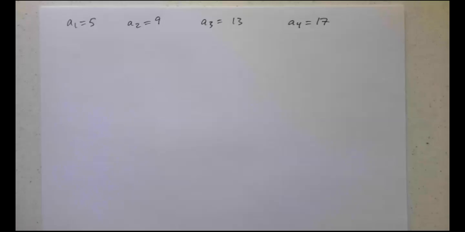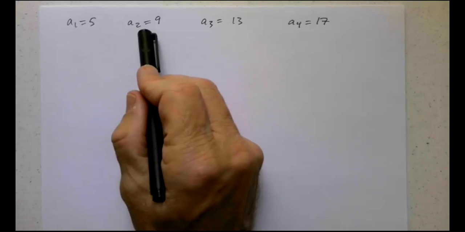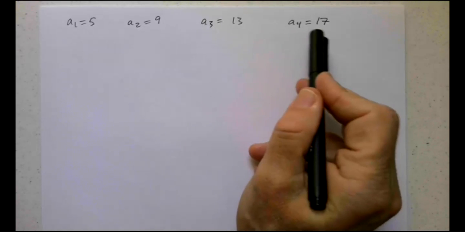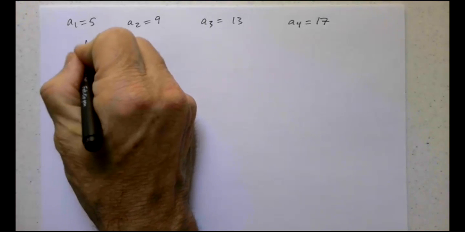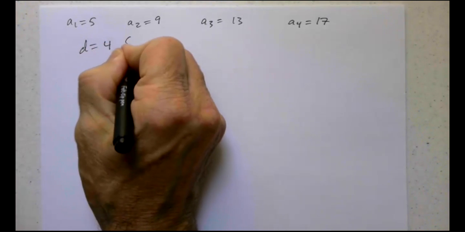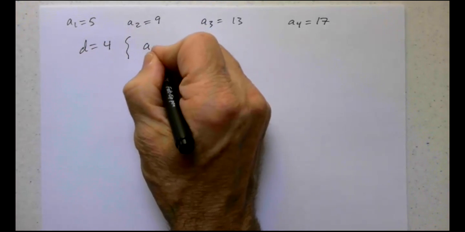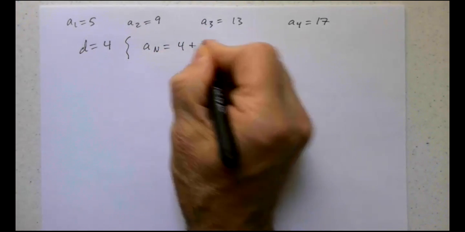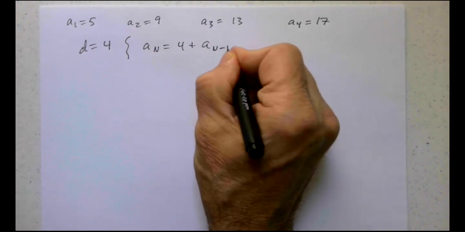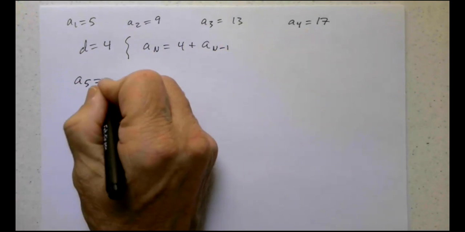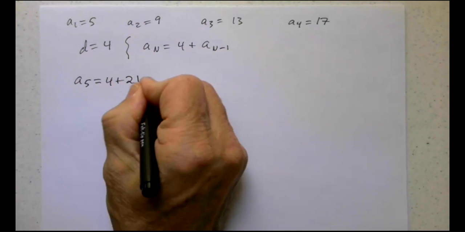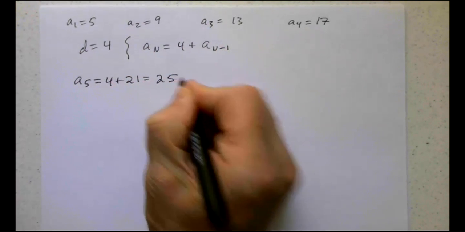Well, what's our common difference? 5 to 9 is up 4, 9 to 13 is up 4, 13 to 17 is up 4. So our common difference, D, is 4. Our recursion for this is the next term is 4 more than the previous term. So A sub 5 is 4 plus 17, 4 more than the previous term, which is 25.